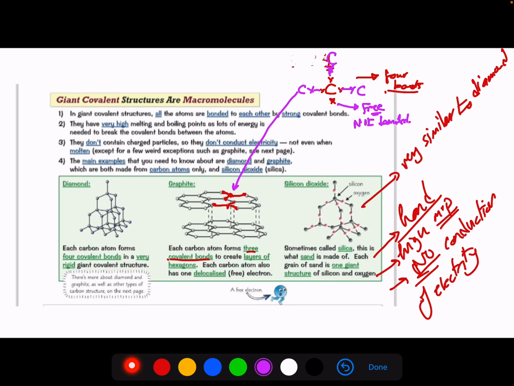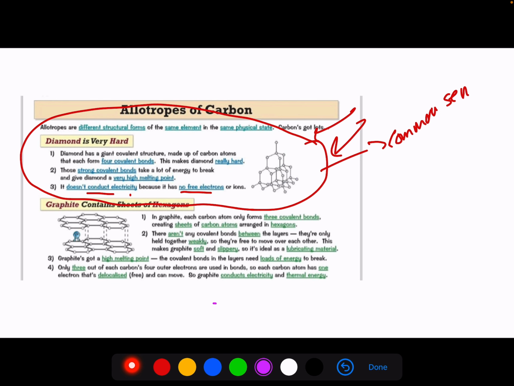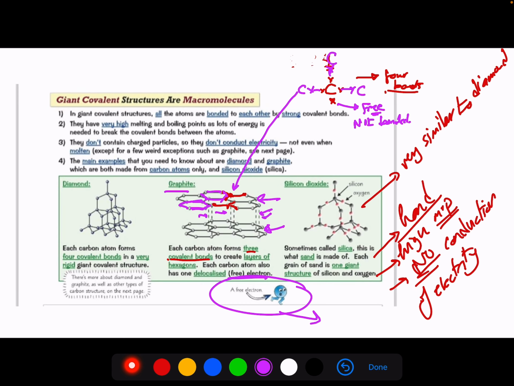So that's why we see in the structure of graphite there are layers of hexagons. Why hexagons, doctor? Because each carbon atom is bonded to 3 other carbons, so this will form hexagon layers, as you see. And there are delocalized electrons, free electrons within this structure. This free electron is a movable electron. It's free to move.